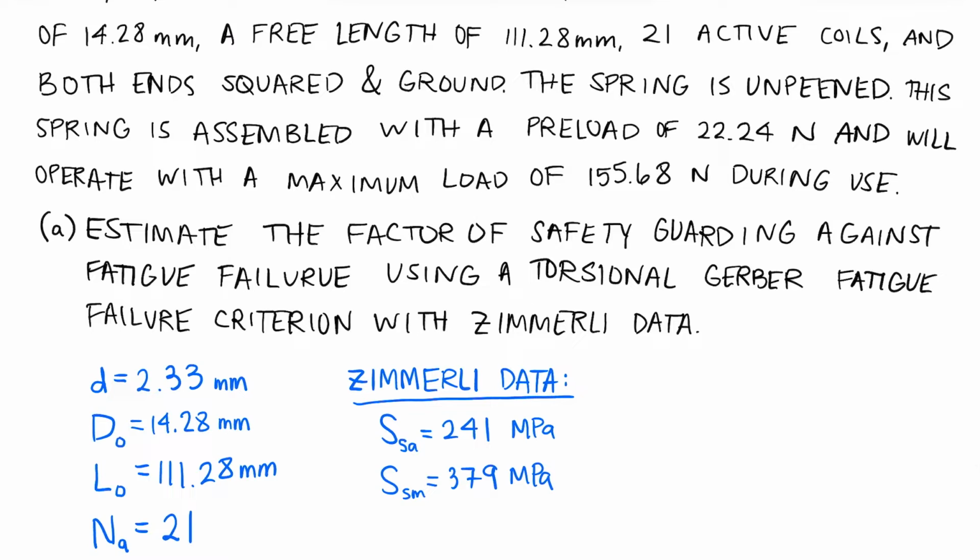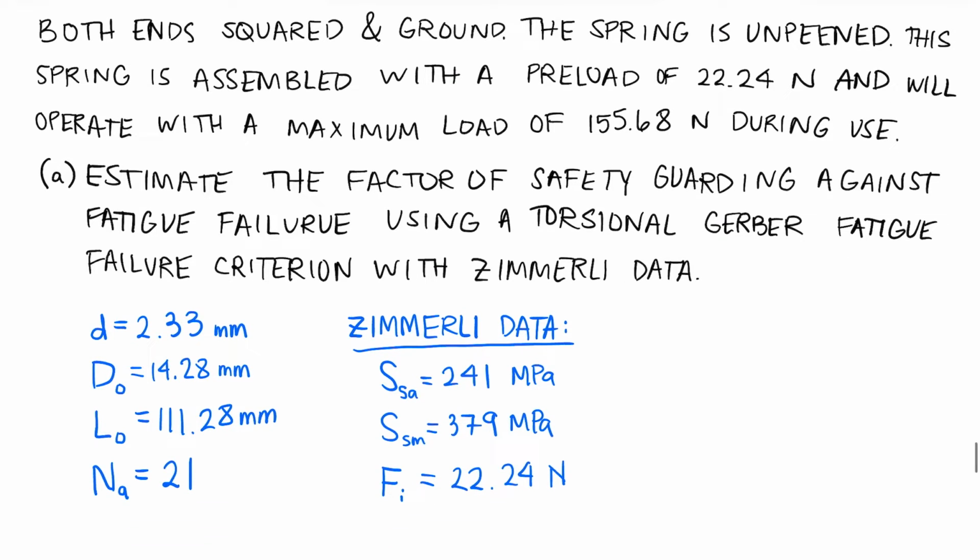And next we are given a preload of 22.24 newtons. So I'm going to denote that as F sub I for an initial force, 22.24 newtons. And we'll operate with a maximum load of 155.68, so that's going to be my F max.